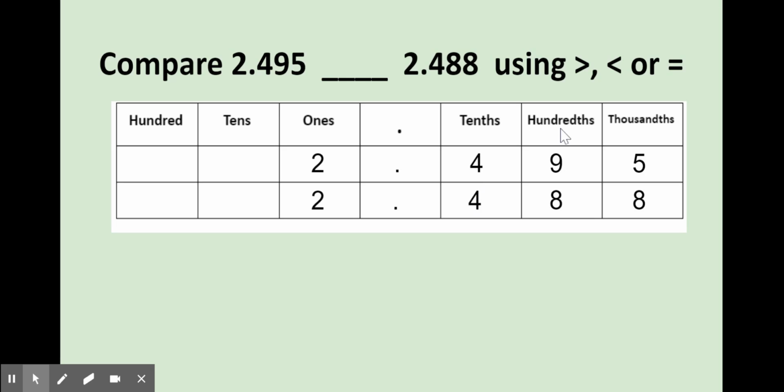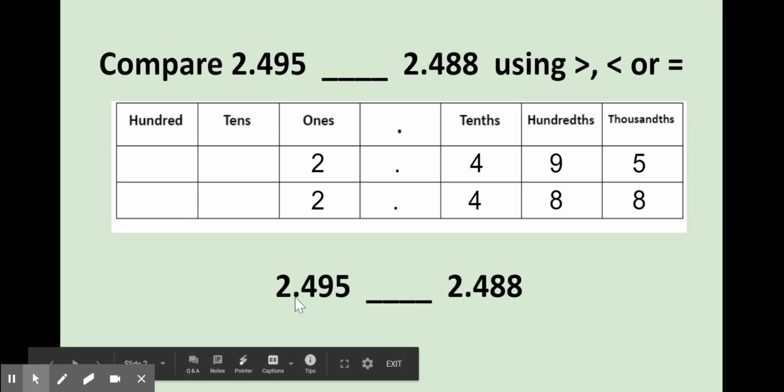And then we go to the hundredths. Those are different. So which number is bigger? 9. So that makes 2 and 495 thousandths larger. So 2 and 495 thousandths is greater than 2 and 488 thousandths.